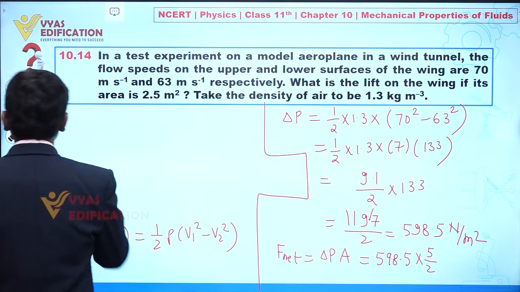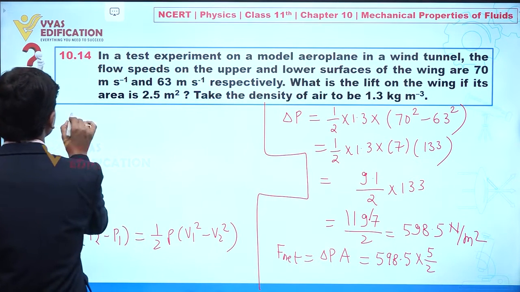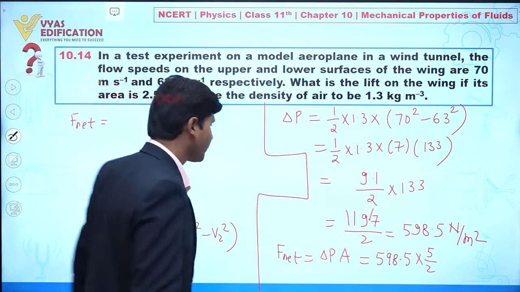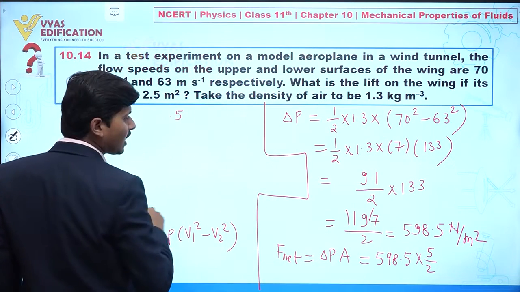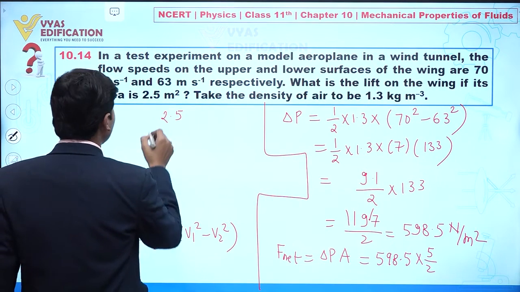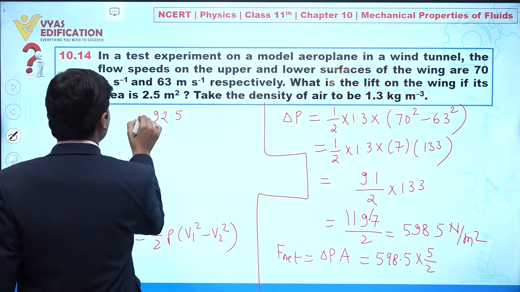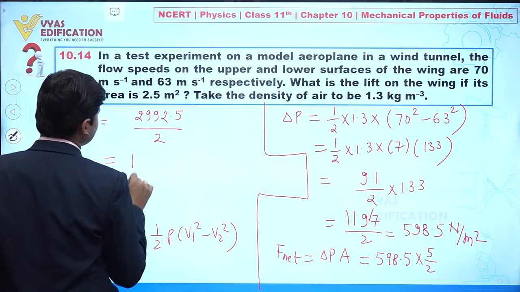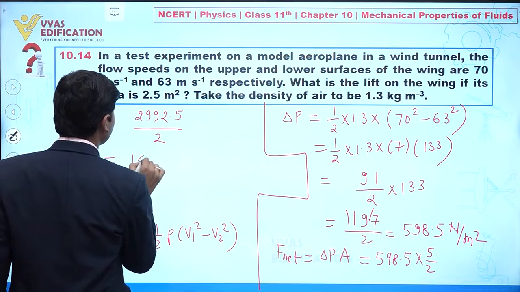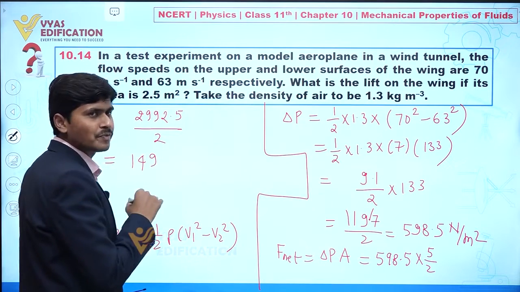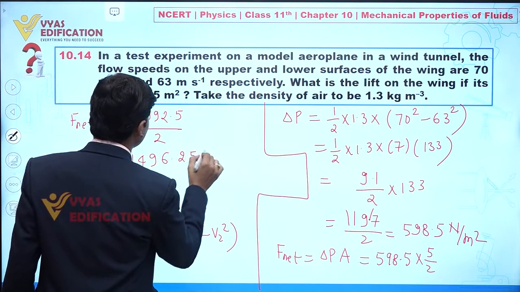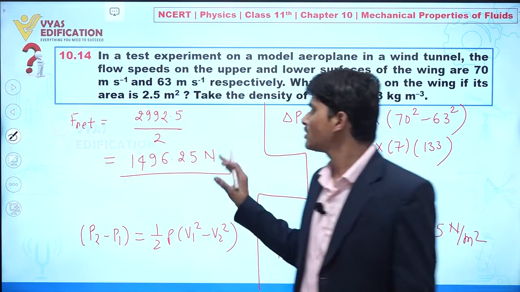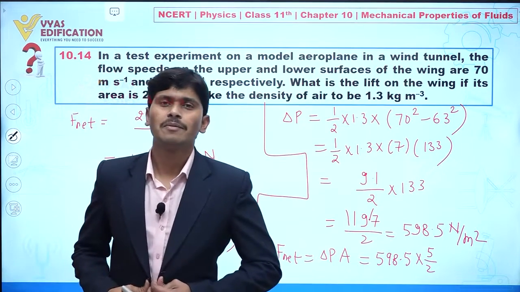Clear? So net force, if you multiply here, you can write like this, F net, this is given by, if you multiply 598.5 with 5, clear. So we can say this is 25, we have 2, so this is 42, we have 4, we can say 49, we have 4, and this is 29, clear, and it is divided by 2. So if you write here, we can say this is 1, and this one we have 4, we have 9, clear, we have 6, and we can say this one. So 1496.25 Newton net force that is acting on this wing we are getting, clear. So this is all about this question.